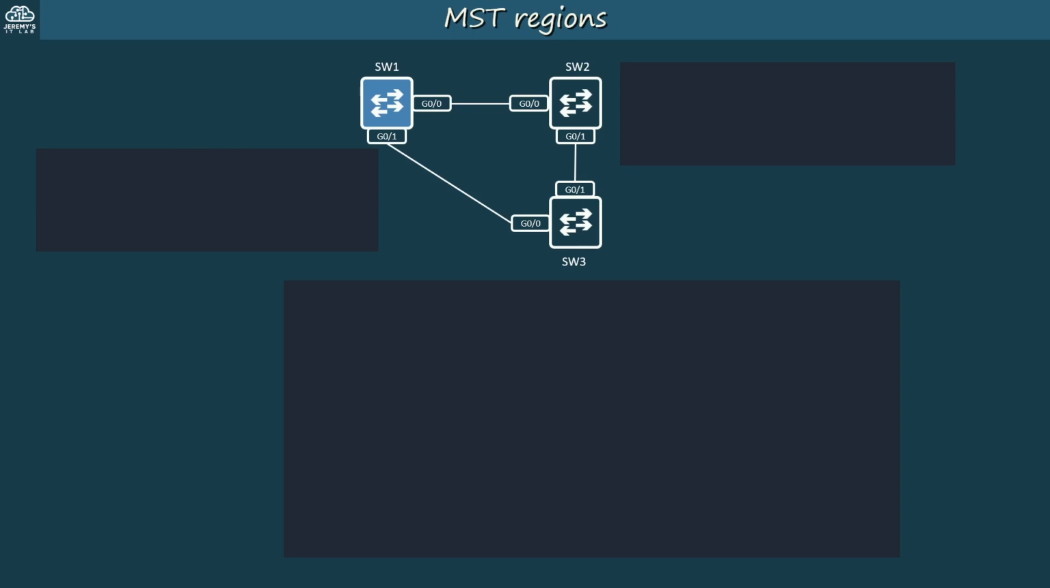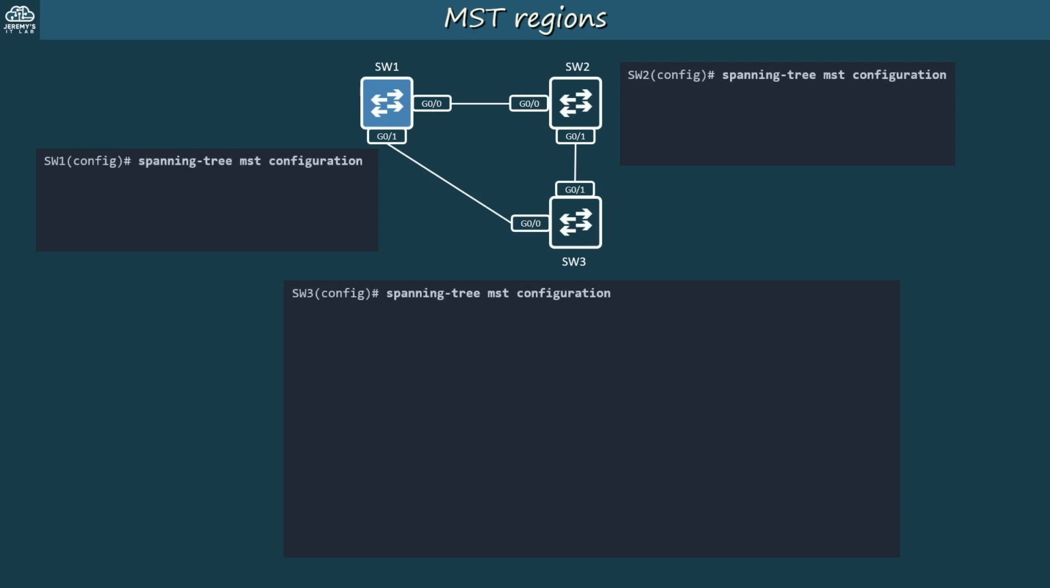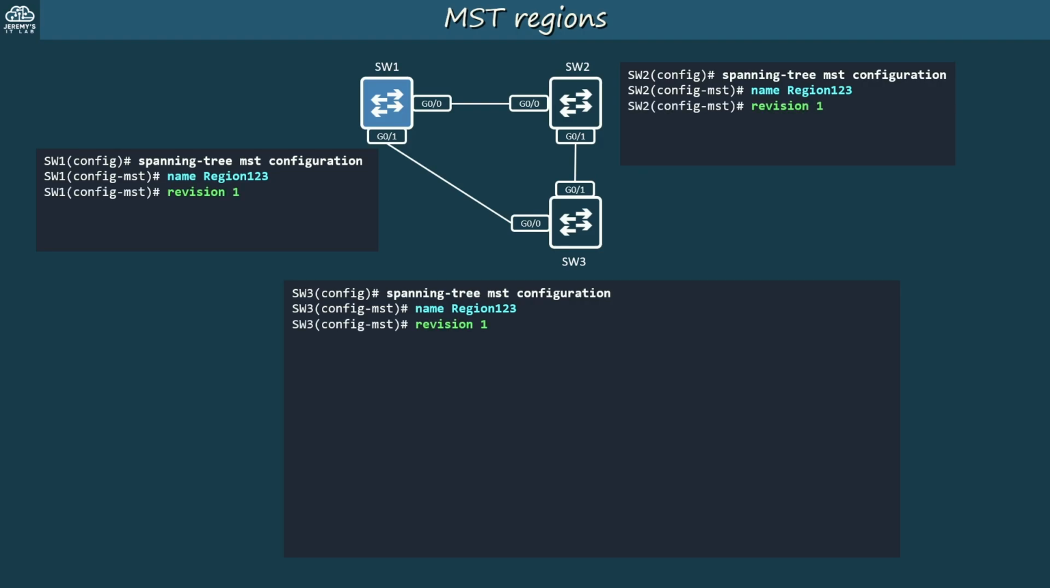They all have the same MCID, a blank configuration name, the default revision number of 0, and the same VLAN to MSTI mappings. If we modify the name and revision number on one of these switches, we have to modify it on all of them, or else they will no longer be in the same region. To configure the configuration name, the command is simply name followed by the name. I named it Region123. And to configure the revision number, the command is revision followed by the number.